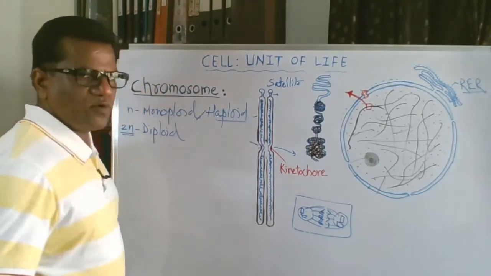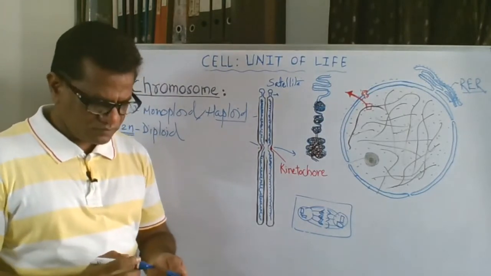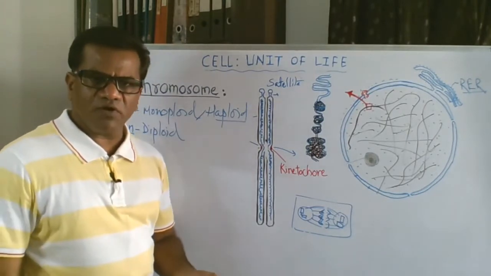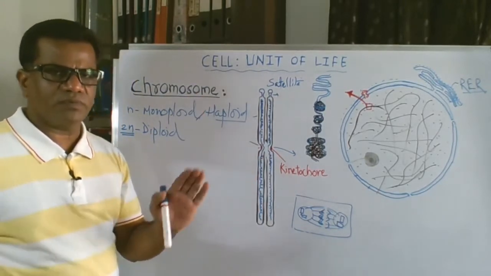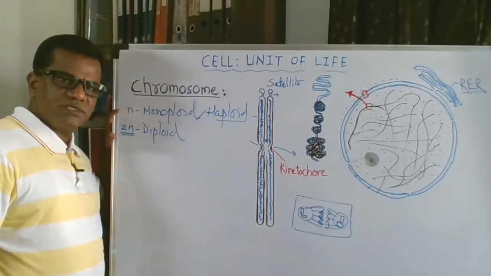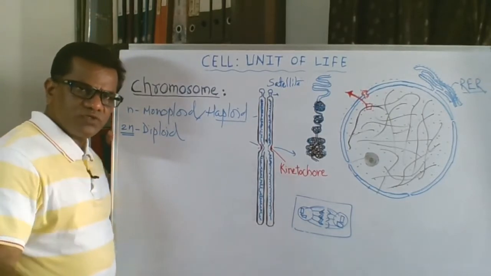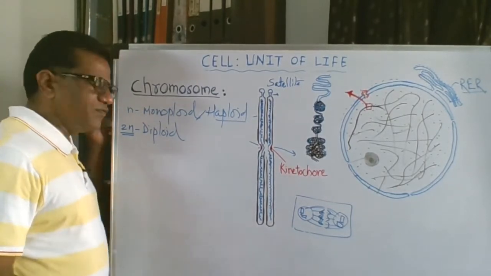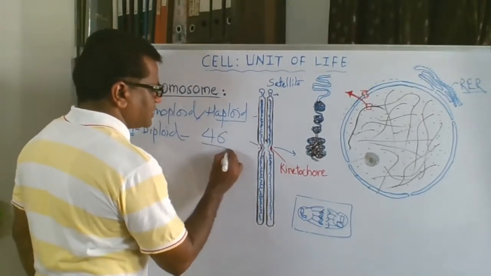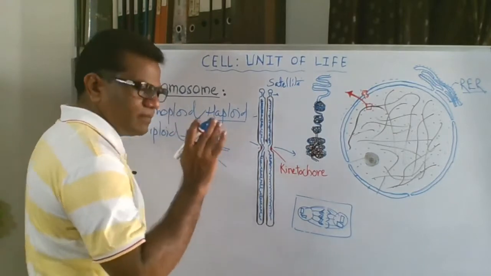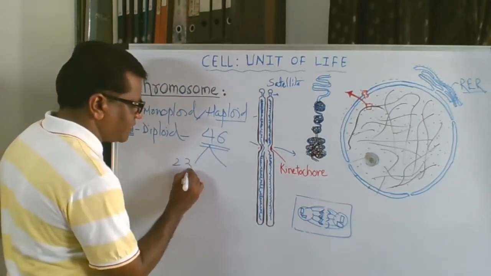Monoploids or haploids. Some of the algae and bryophytes are haploids; they have a single set of chromosomes. But we, the higher organisms, are diploid. So we have two sets of chromosomes, which means 46 in human beings.